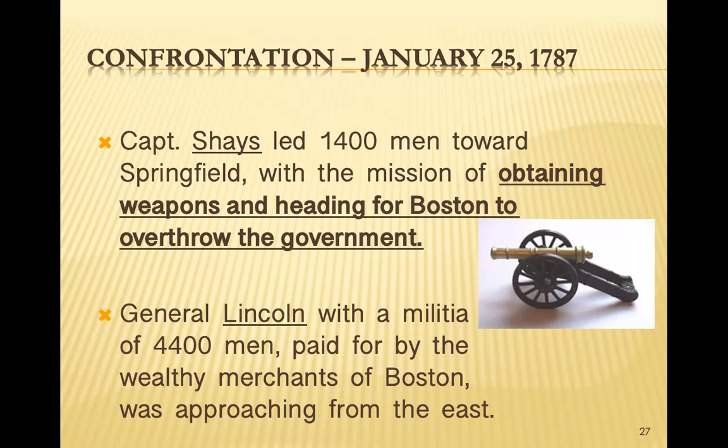Well, General Lincoln, who was in charge of the Massachusetts militia at the time, not the Lincoln you're thinking of from the Civil War. This is a different Lincoln. You're about 100 years too early, guys.